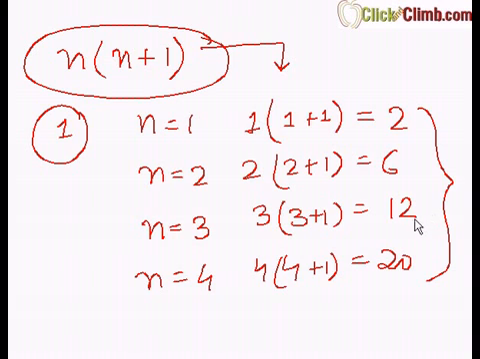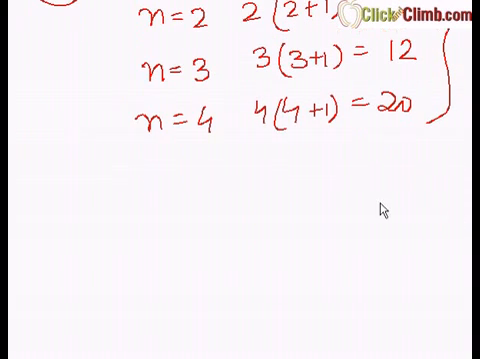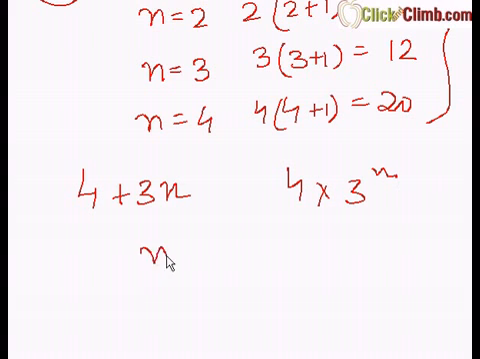Like this we can find the first four, the first five, or the first three, any number of terms of this expression. We just have to put n equal to 1, 2, 3, 4, 5, or in the other expression also 1, 2, 3, 4, 5, whichever term we want to find.